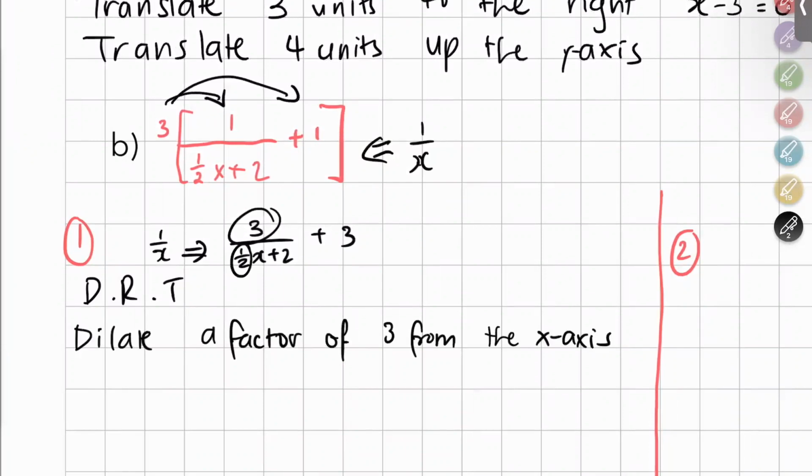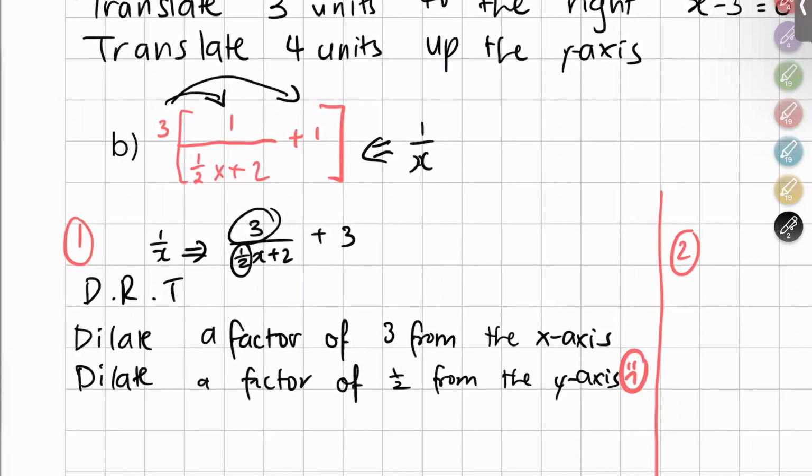Second dilation, there's 1 here. So we have dilate a factor of half from the y-axis. And if you said that, you get an angry face. No. And you might be thinking, why? Well, once again, you see this dilation has an impact on the inside function, okay? It's where the x is. So what I'm supposed to do is, you're supposed to take the reciprocal.